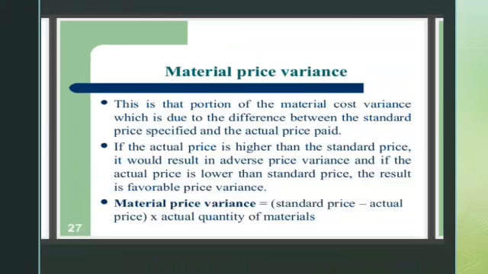Material price variance may be defined as the difference between the actual price and the standard price. Material price variance can be calculated as: material price variance is equal to actual quantity into (standard price minus actual price).